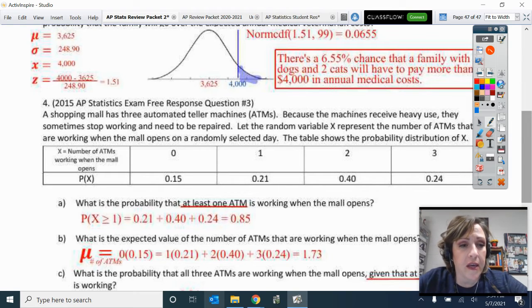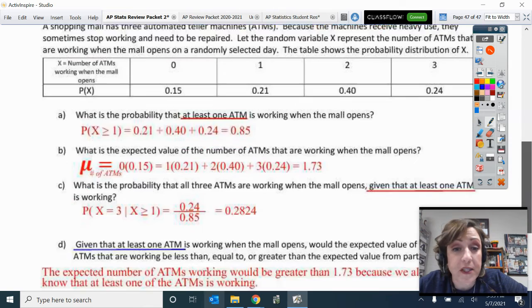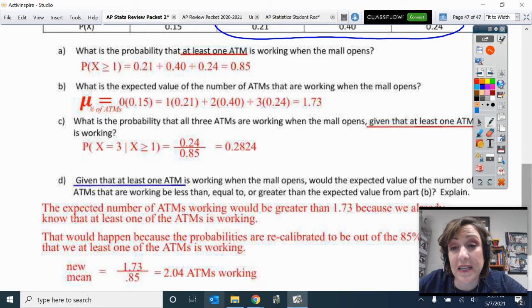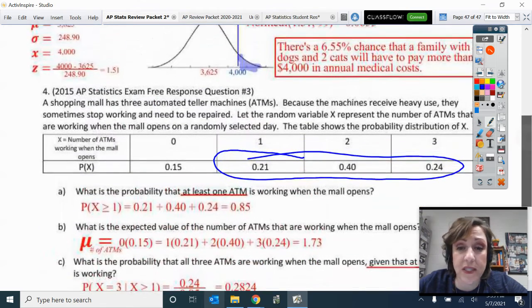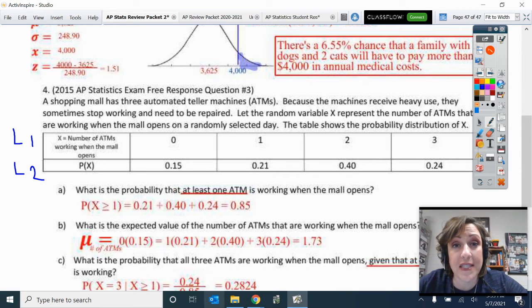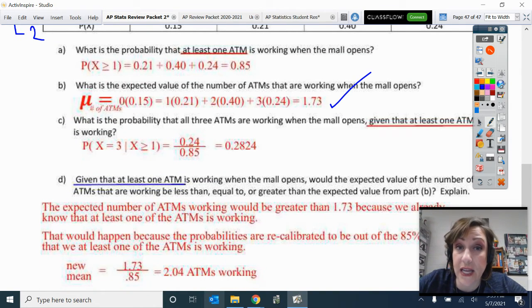All right. So this was just an actual 2015 AP free response question, so I wanted to throw that one in there just to give you an idea of how that looked as a free response on that AP test. So here it was, at least one ATM. So that is all of these probabilities added up. And what is the expected value of the number of ATMs that are working when the mall opens? So expected value is the mean. So what I did was I just found, this is list 1, this is list 2, and one variable stats of list 1 with list 2's frequency. So on average, there's going to be 1.73 of those ATMs working when the mall opens on any given day.